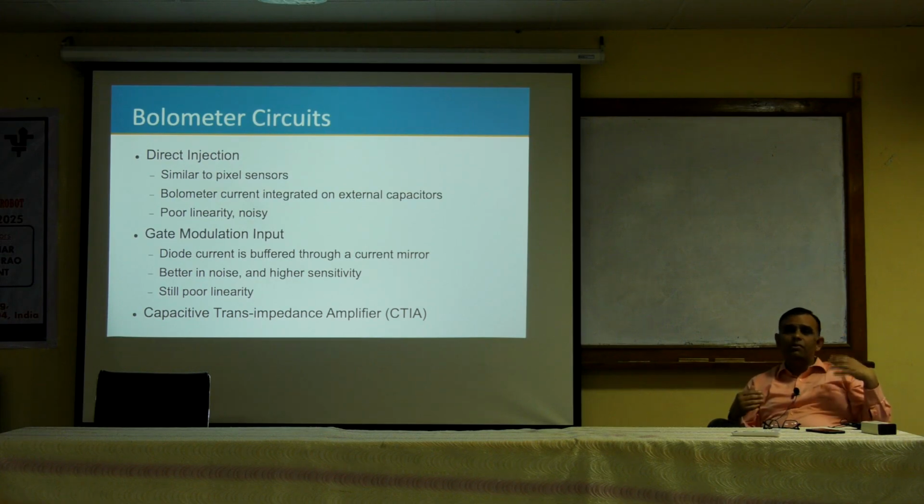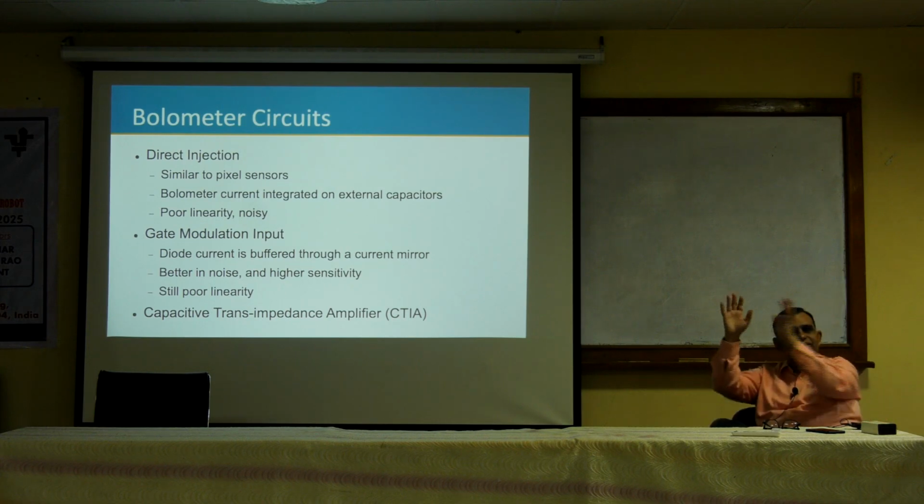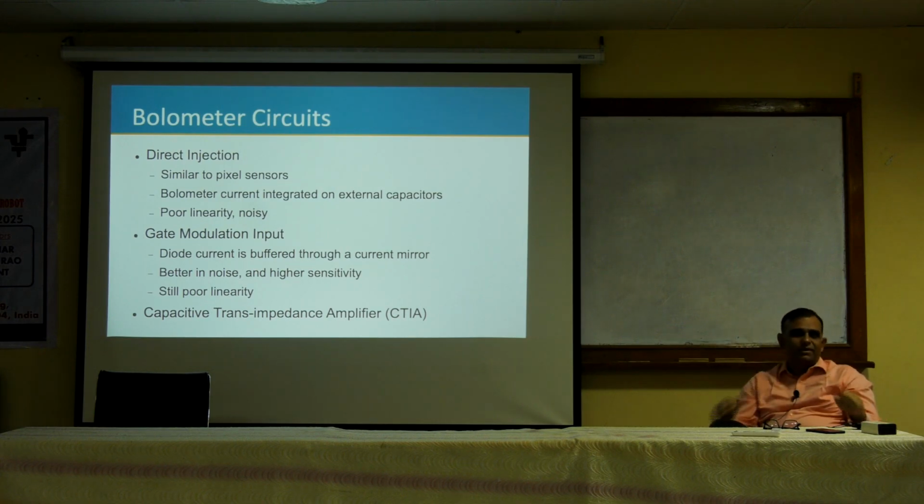So one option could be to buffer my sensor from the rest of my electronics. Because it's a current-based sensor, we can put in a current mirror which hides the rest of the electronics from my sensor. I was going to cover the last topic, which is the capacitive transimpedance amplifier.